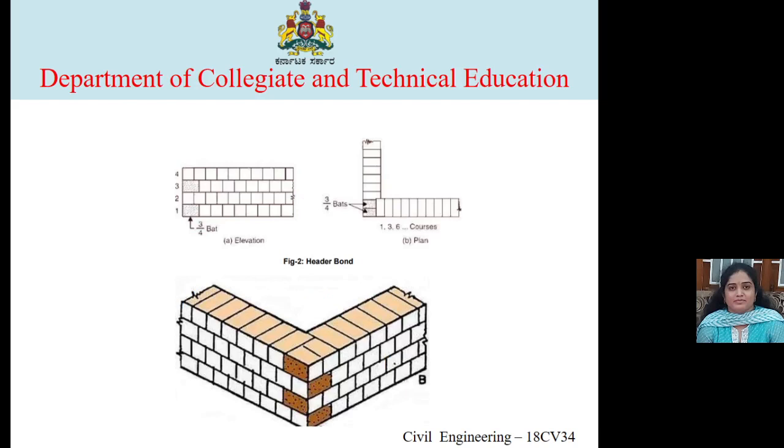So here you can see it's the elevation. See, 3/4 bat of the brick is used. So 1, 2, 3 and 4th course. See 1, 3, 5 course, it looks like this. 3/4 bats you can see at corners. So in 3D view or isometric view, it looks like this. Let's see headers here.